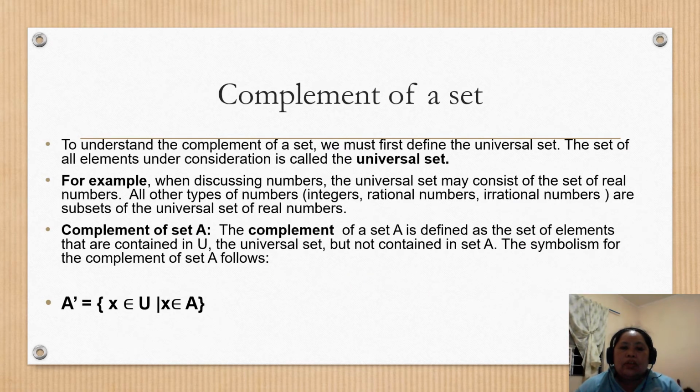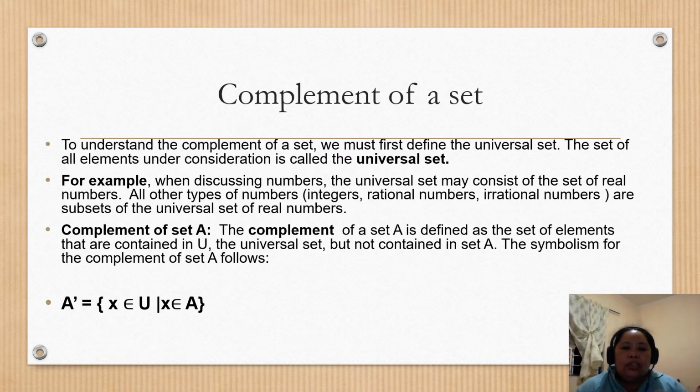Okay? Now, to understand the complement of a set, we must first define the universal set. The set of all elements under consideration is called the universal set. For example, when discussing numbers, the universal set may consist of the set of real numbers. All of these types of numbers, like integers and irrational numbers, are subsets of the universal set of real numbers. The complement of a set A is defined as the set of elements that are contained in U, the universal set, but not contained in set A.